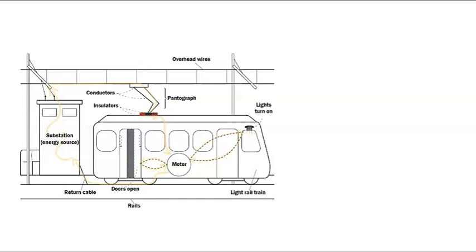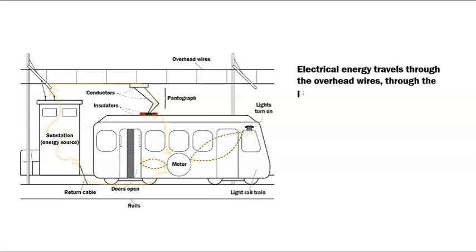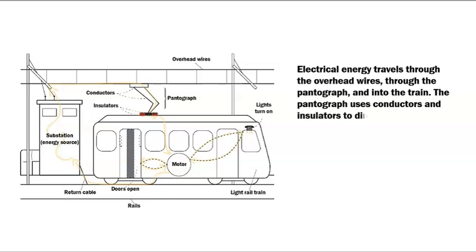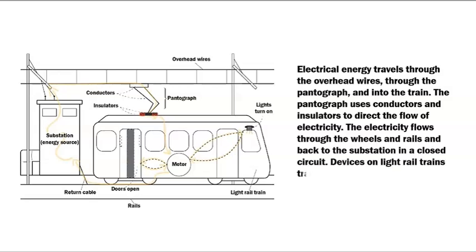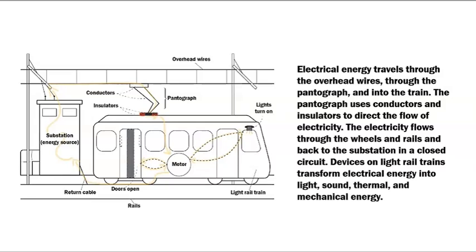Now let's add an explanation for our model. We can say that electrical energy travels through the overhead wires, through the pantograph, and into the train. The pantograph uses conductors and insulators to direct the flow of electricity. The electricity flows through the wheels and rails and back to the substation in a closed circuit. Devices on light rail trains transform electrical energy into light, sound, thermal, and mechanical energy.